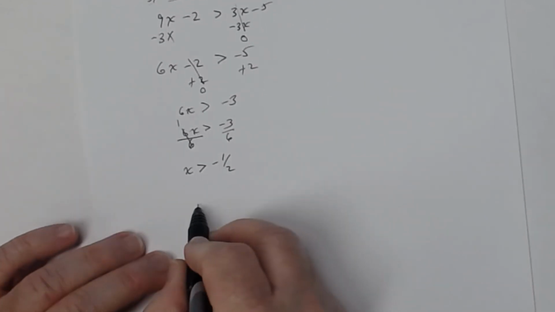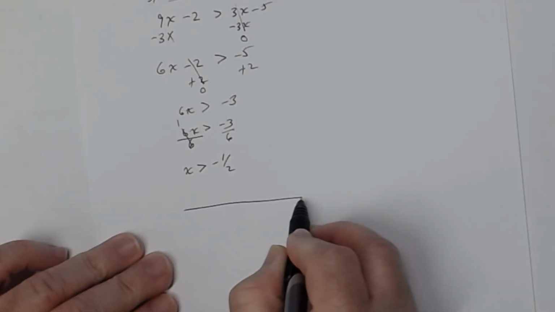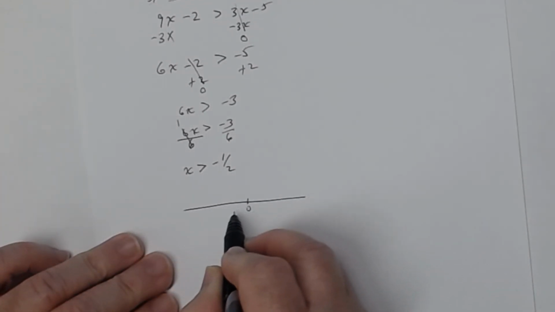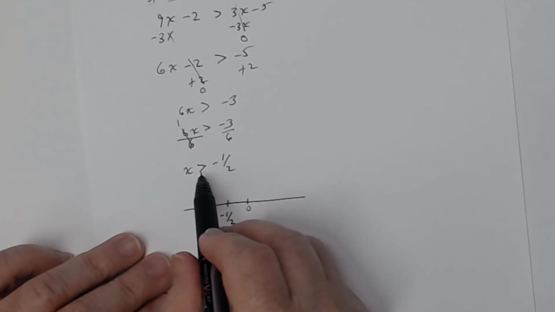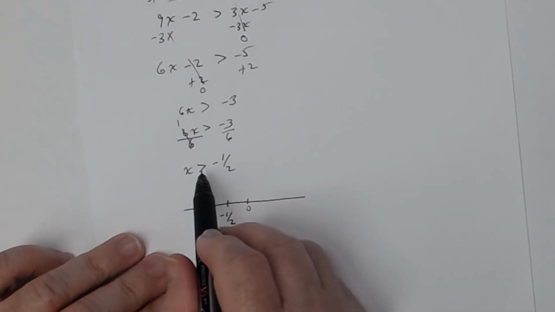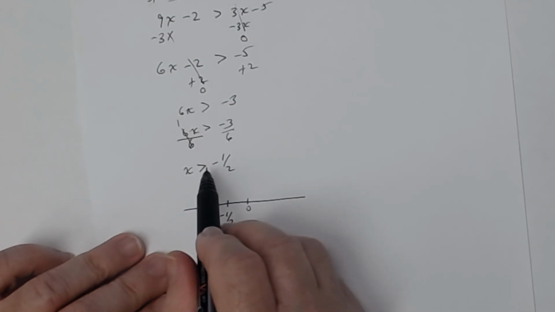So if you were to graph this on the number line, let's say zero's here, negative 1/2 is to the left of 0. And since this is strictly greater than, there's no equal sign. See, there's no equal sign here. Strictly greater than. There's no greater than or equal to. It's just greater than.